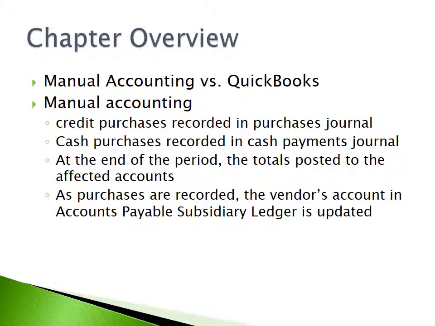In manual accounting, credit purchases are recorded in a purchases journal, and cash purchases are recorded in a cash payments journal. At the end of the period, the totals are posted to the accounts affected. As the purchases are recorded, the vendor's account in the accounts payable subsidiary ledger is updated for the new liability on a daily basis.